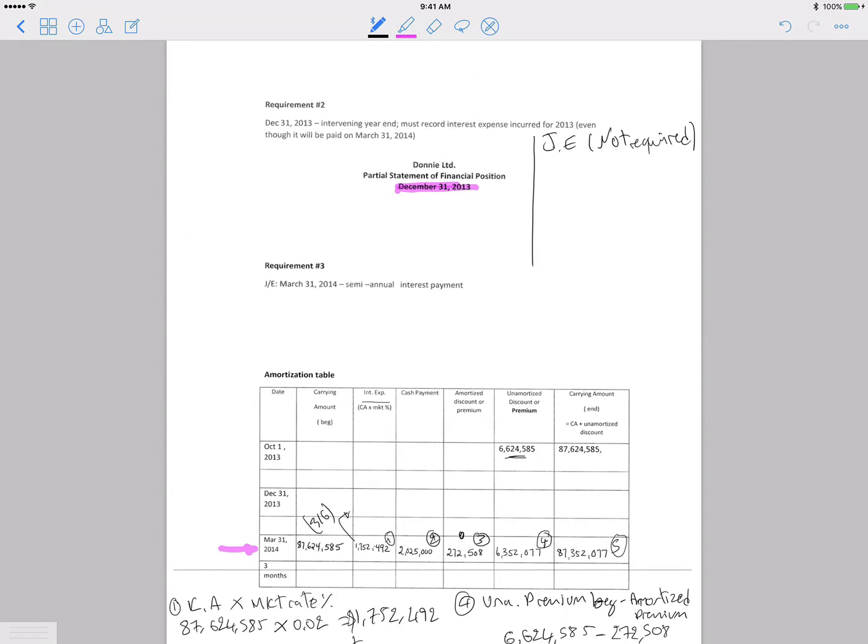We're going to multiply the interest expense by 3/6, and this amount is 876,246. Then we need to prorate the cash payment for 3 months also.